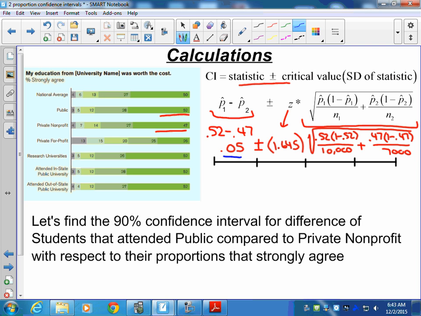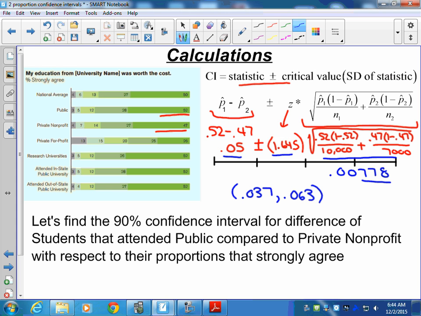Okay, so now we have our three pieces: the difference of the two values, our z star, and our standard deviation of the statistic, which comes in at 0.00778. When these numbers start to get small, make sure that you use 3 significant figures to keep your values as accurate as possible. Okay, so we plug these into the calculator and we get our two boundary values of 0.037 on the low end and 0.063 on the high end.